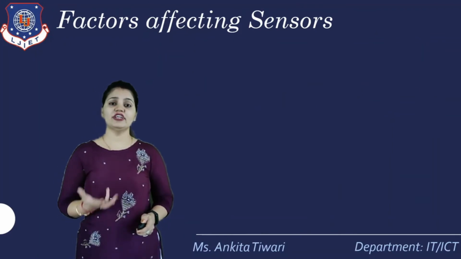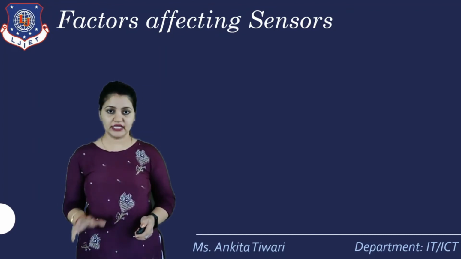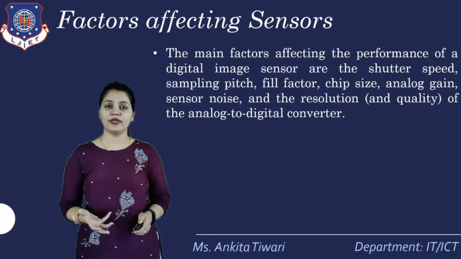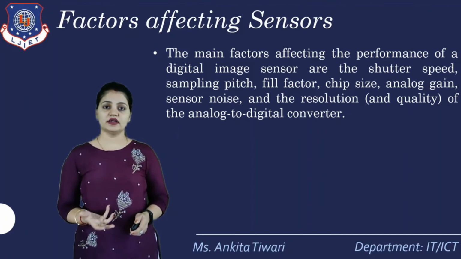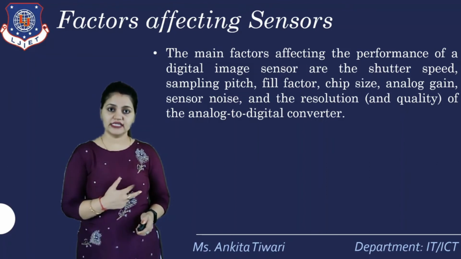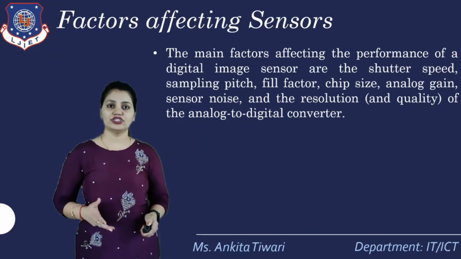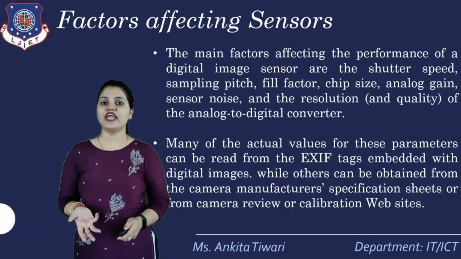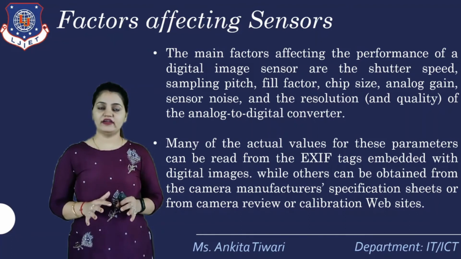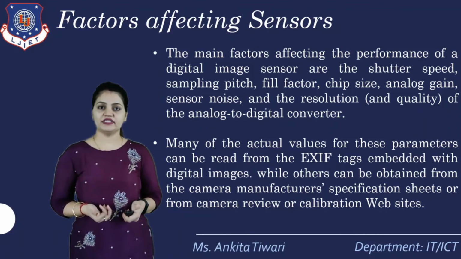Now we have different factors affecting the sensors, because right now we are just talking about the cameras, nothing else. The main factors for the performance of a digital image sensor are, first of all, the shutter speed, the sampling pitch, the fill factor, which we are going to see in detail, chip size, analog gain, sensor noise, and the resolution of the analog to digital converter. Many of the actual values for these parameters can be read from the EXIF tags, which are embedded with the digital images itself. We will also be seeing what EXIF tags are.